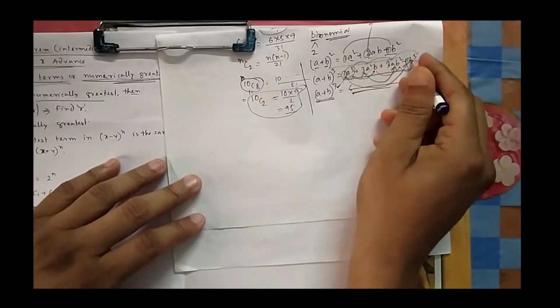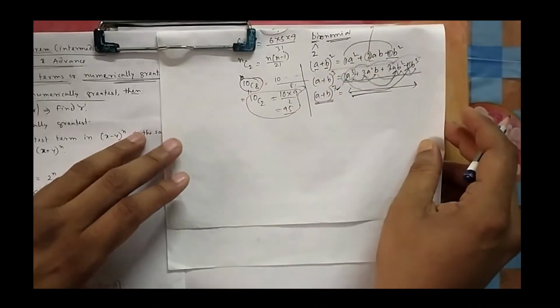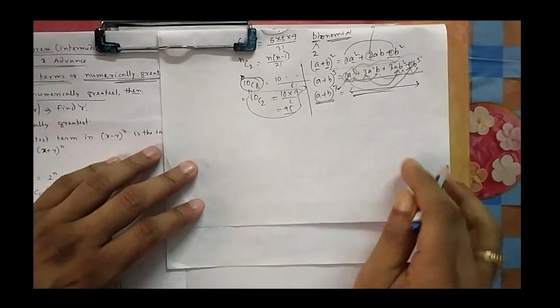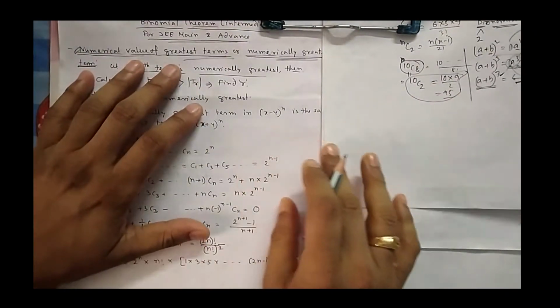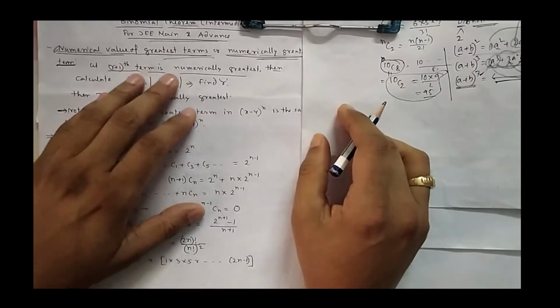If you see (a + b)^3, you will get 4 terms. So which term is the greater than the others, including the values of a and b, or excluding a and b also, that we need to calculate. In any case, numerically greatest means they are not concerned about the plus sign or minus sign in front of it, they are just concerned about the numerical value.